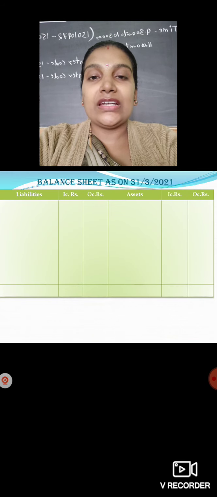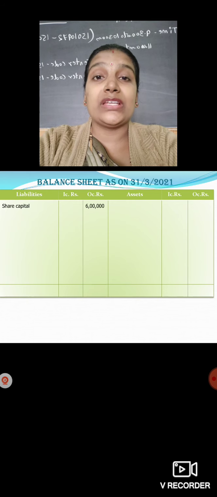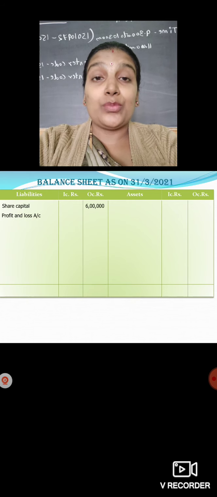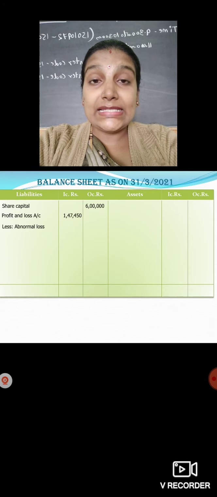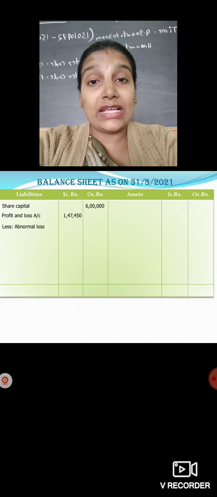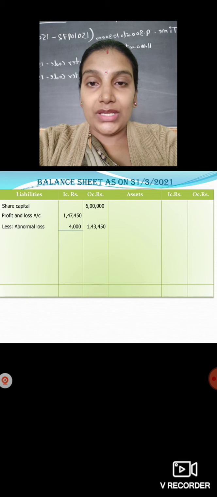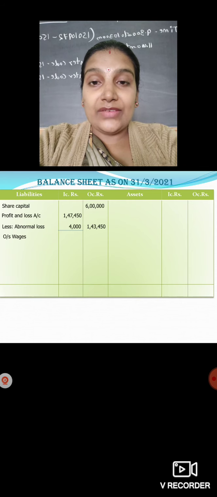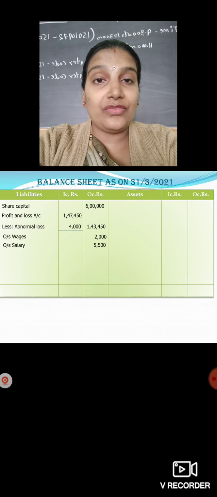So we'll see the balance sheet now. Liabilities and assets: first you should write share capital here. How much is the share capital? 6 lakh. Then profit and loss account, how much did we transfer to profit and loss account? 1,47,450. Okay, less abnormal loss, what have we recorded? On the credit side of contract account, 4,000 abnormal loss we have, that you should less. So you'll get 1,43,450. Then outstanding wages, how much did we get? 2,000. Outstanding salary 5,500.